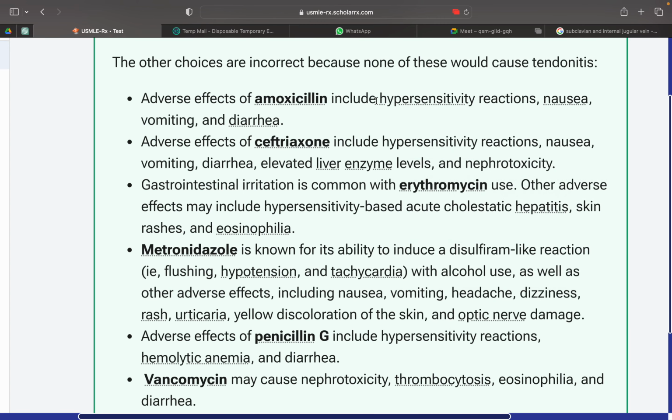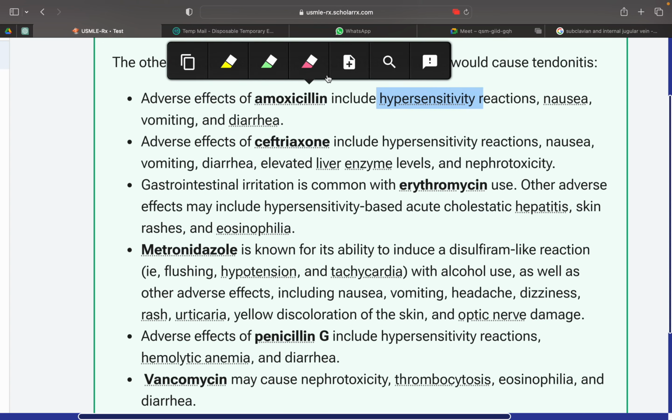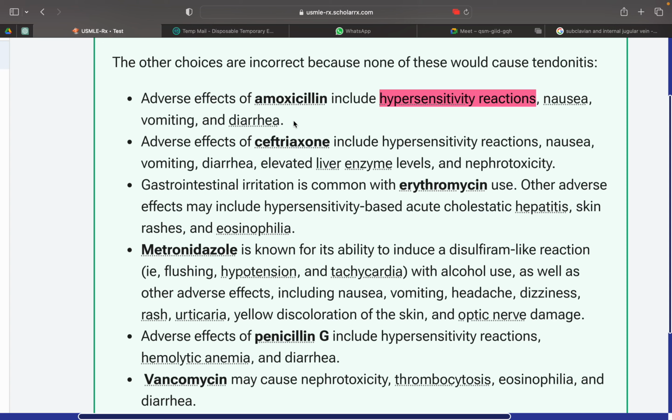Here you have to keep in mind that amoxicillin has the adverse effect of hypersensitivity. Nausea, vomiting, diarrhea is an adverse effect of almost every drug. These are not specific adverse effects. You have to keep in mind the specific adverse effects of all the drugs, because in the MCQs or in the clinical scenarios, you will be asked about the important things, not the random and rare things. You got my point? So amoxicillin has the adverse effect of hypersensitivity.